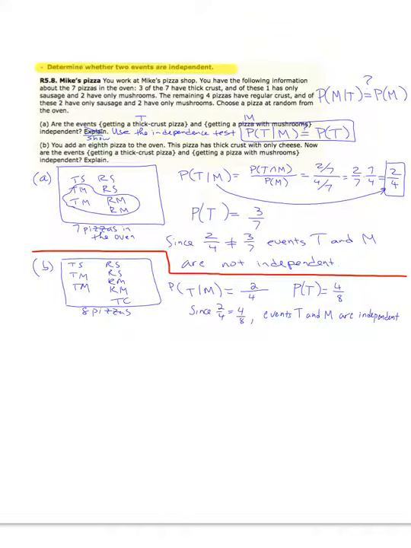For part B, we now add an 8th pizza to the oven, and the 8th pizza is thick crust with cheese only. So I added the 8th pizza. Now are these events independent? Well, now if I do T given M, given that the pizza has mushrooms, the chance that it's thick crust is now 2 in 8. The chance of thick crust by itself is 4 in 8. Since 2 out of 4 equals 4 out of 8, we now would have the events T and M independent.